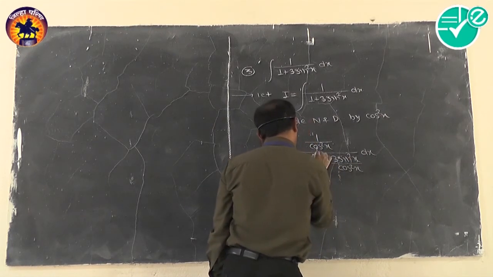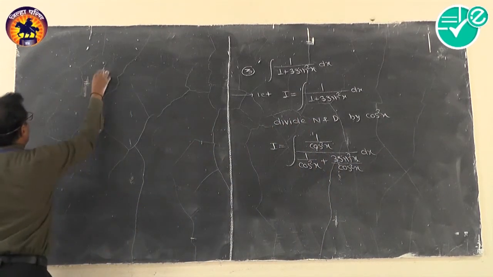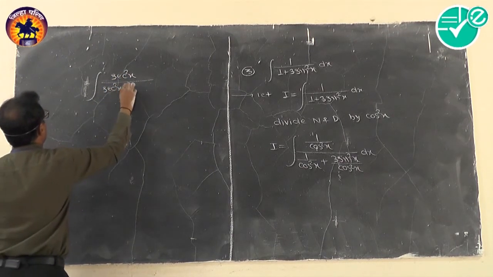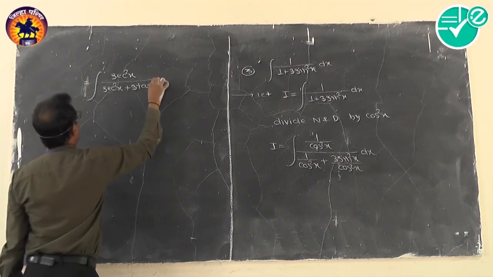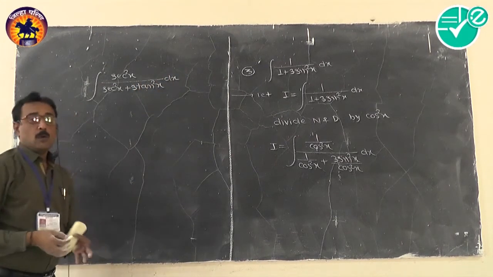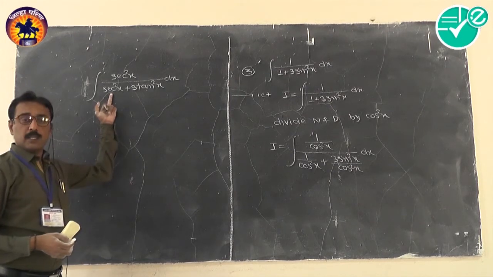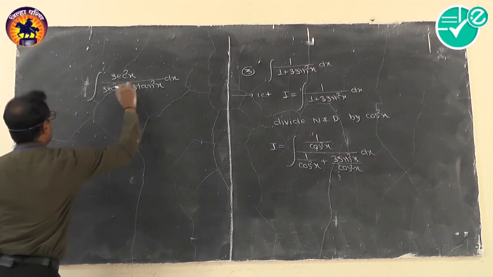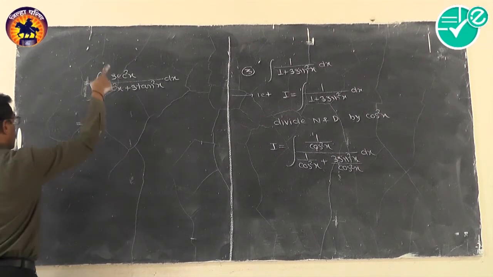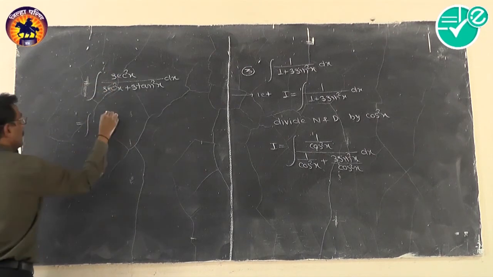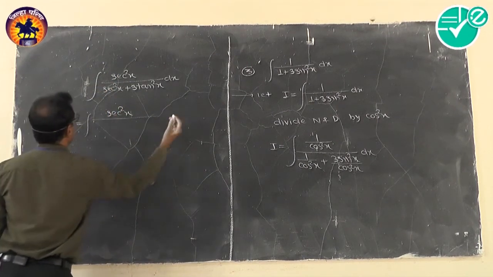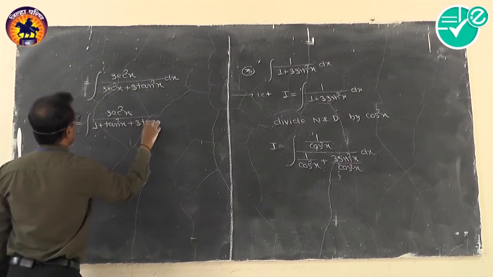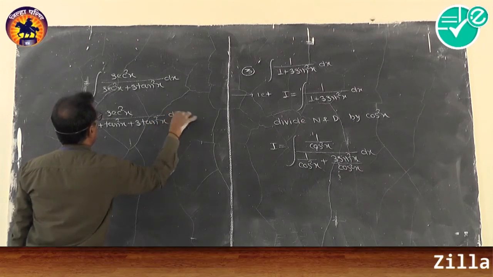This 1 upon cos square x is sec square x. So we will write the numerator as sec square x upon sec square x plus 3 tan square x. But in the original procedure it is written, if sec square x is present, then replace that sec square x by 1 plus tan square x. It is your prime duty to replace this by 1 plus tan square. Don't replace numerator terms, replace just denominator terms. Numerator is as it is: sec square x upon 1 plus tan square x plus 3 tan square x, and in that dx.